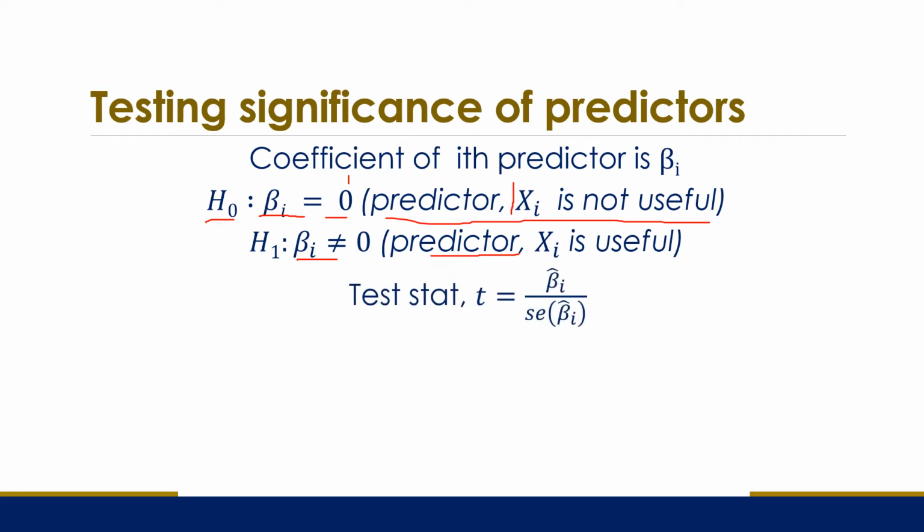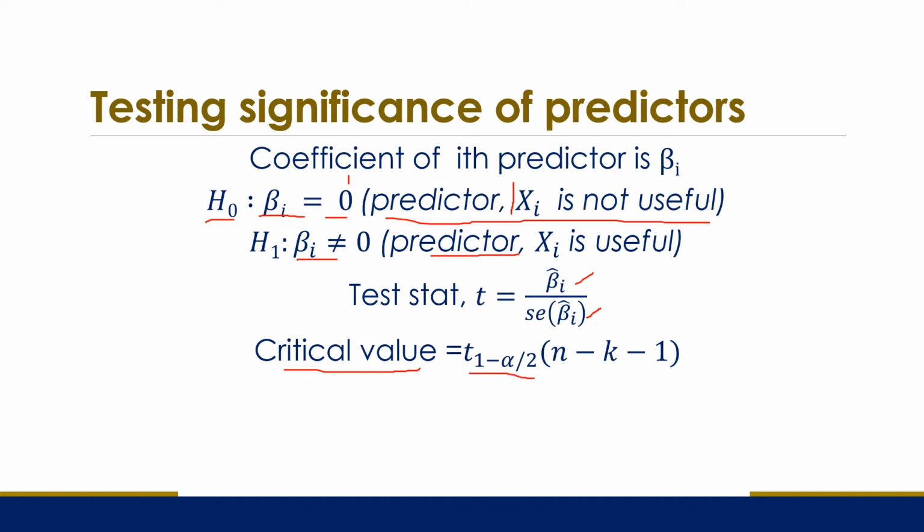The test statistic we use is the t, just like in the case of the simple linear regression. And t is obtained by dividing the estimate of the coefficient beta i by its standard error, and then comparing it with the critical value, that is t at 1 minus alpha over 2, and n minus k minus 1 degrees of freedom. Notice we are using the degrees of freedom of the error term, n minus k minus 1.